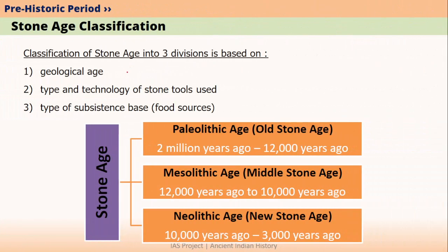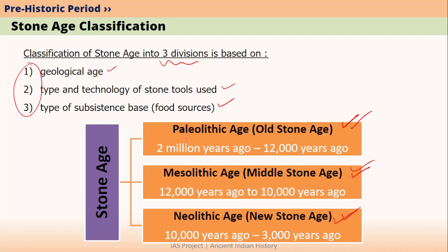We have divided Stone Age into three divisions. What were the three divisions? They were Paleolithic Age, Mesolithic Age, and Neolithic Age. And these divisions were mainly based on three factors. They were geological age, type and technology of stone tools used, type of subsistence base. So depending on what these three were in each of these individual periods, we have divided Stone Age into three parts.